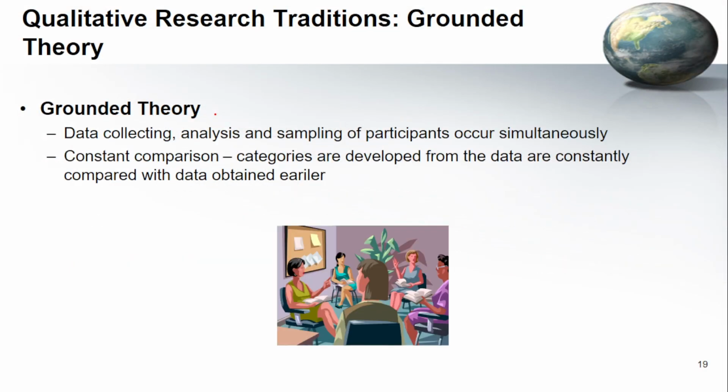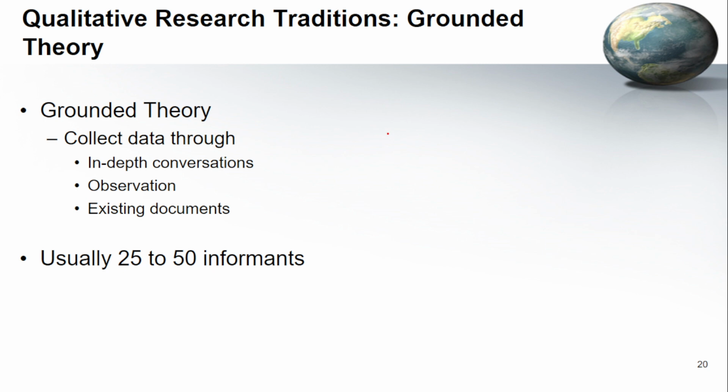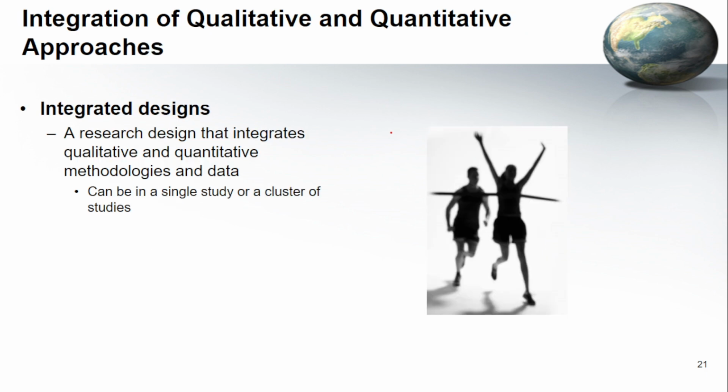In grounded theory, data collecting, analyzing, and sampling participants occur simultaneously, with constant comparison. Categories developed from the data are constantly compared with the data obtained earlier. Grounded theory collects data through in-depth conversation, observation, and existing documents. It usually has 25 to 50 informants in this research.